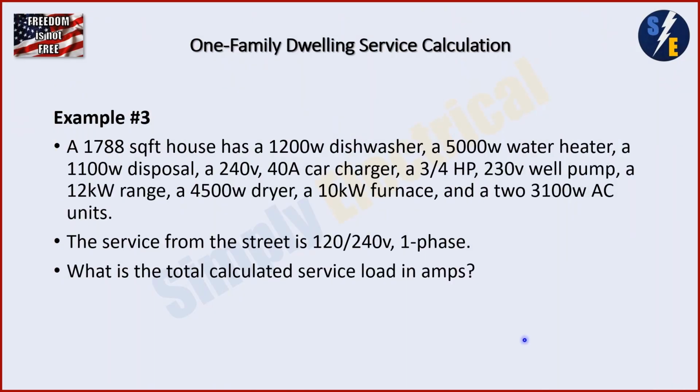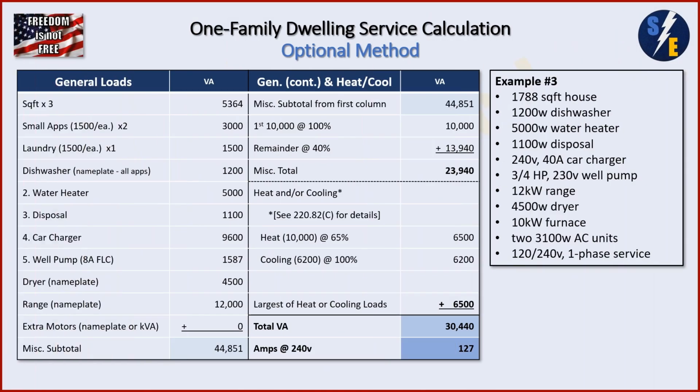Okay, example number 3, 1,788 square foot house. 1,788 square feet times 3 is 5,364. Add in our small appliances, add in our laundry, dishwasher, water heater, disposal. Now we have a car charger and a well pump. Okay, so the car charger we're told is a 240 volt 40 amp car charger, so we just have to multiply our voltage by our amperage and we come up with 9,600 VA.